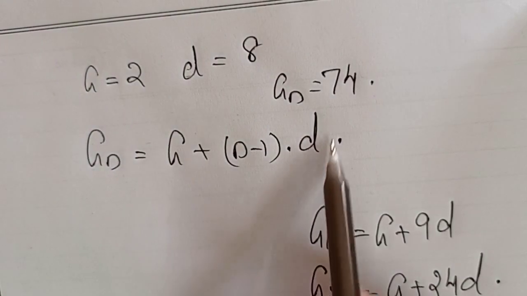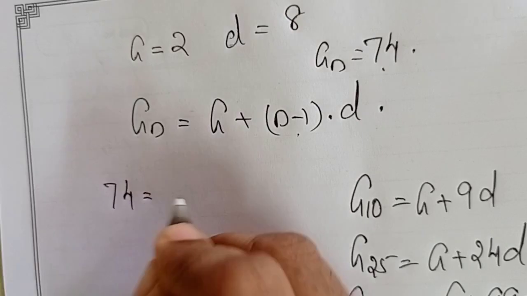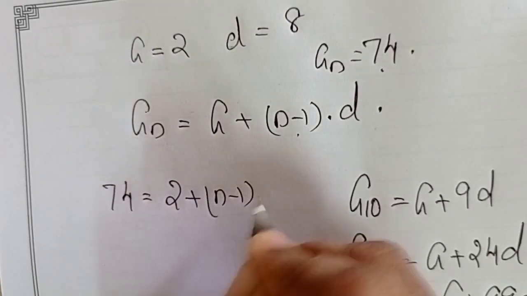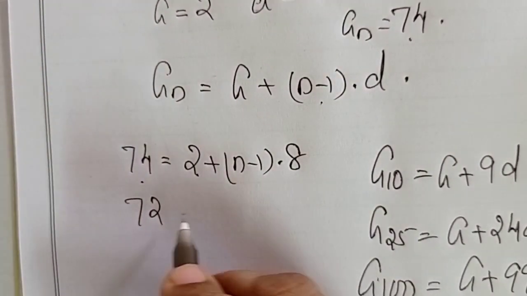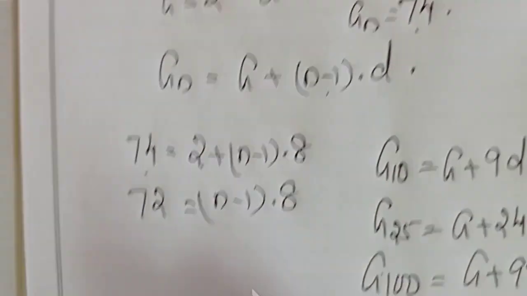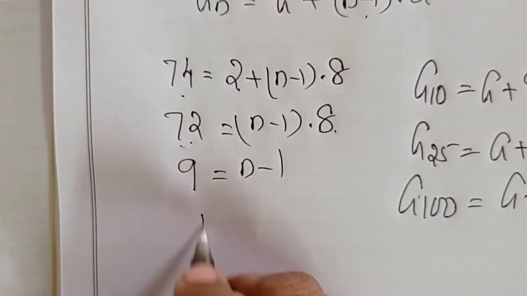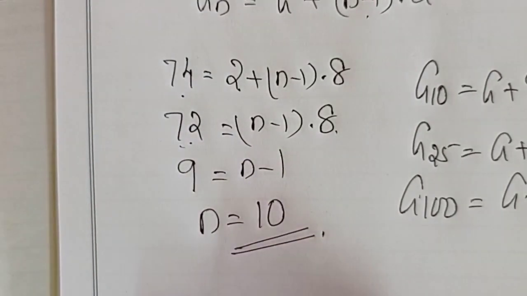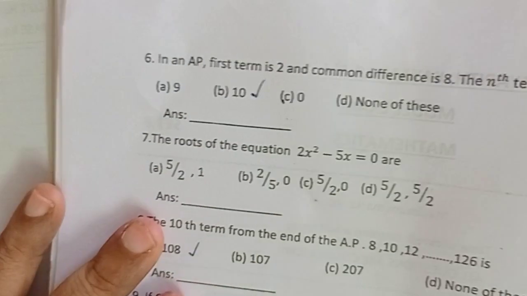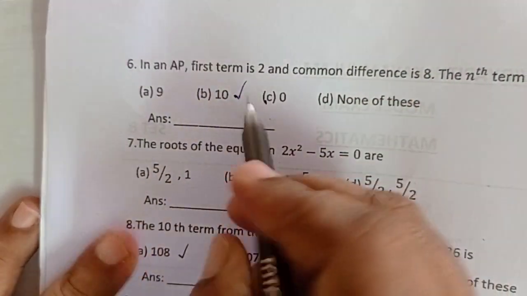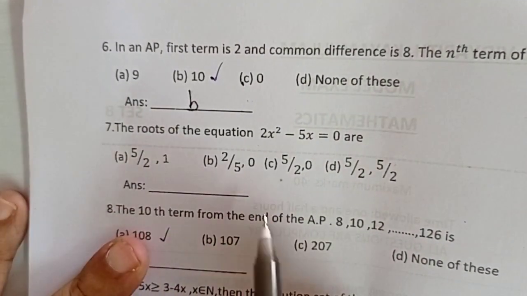But here the nth term is given. Our aim is to find n. Therefore, 74 is equal to 2 plus n minus 1 into 8. What is 74 minus 2? 72 equals n minus 1 into 8. Then 72 by 8. 9 eights are 72, equals n minus 1. n is equal to 10. Isn't it? Actually, very simple questions. Look at the board. Option B is correct. Then copy the 7th question.